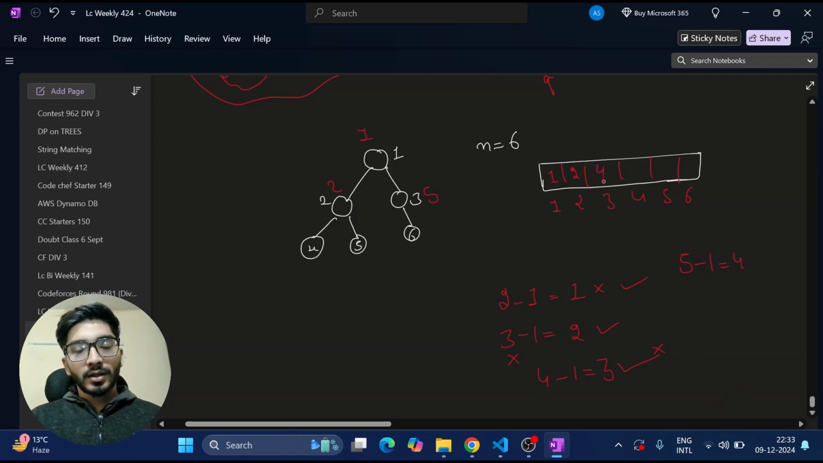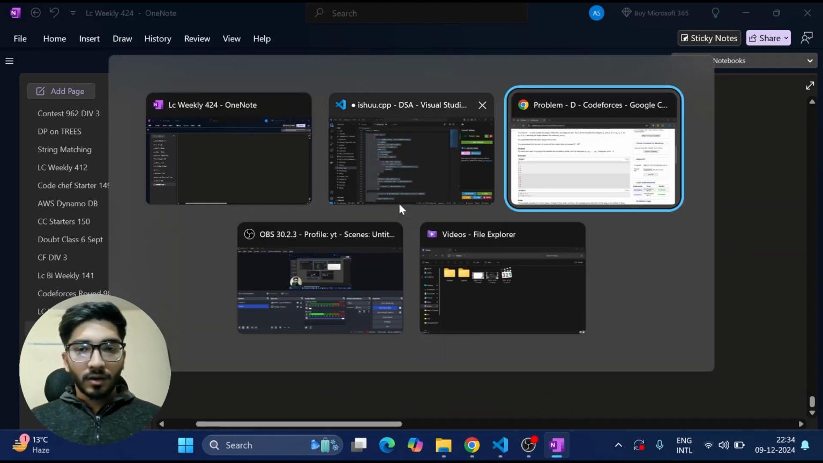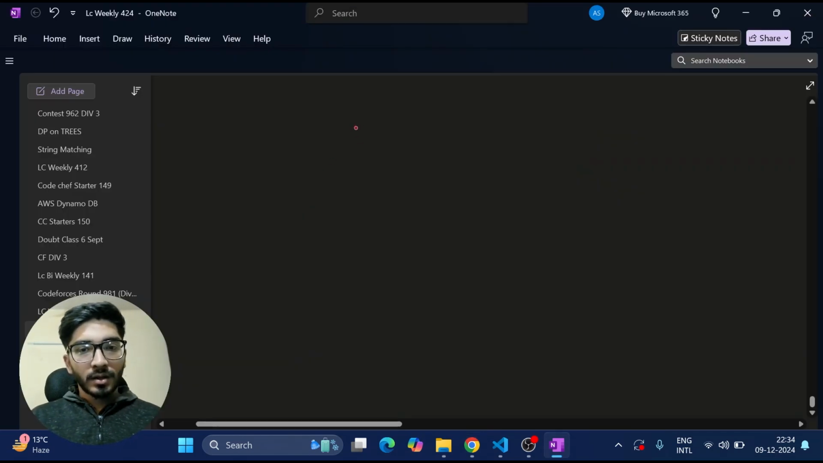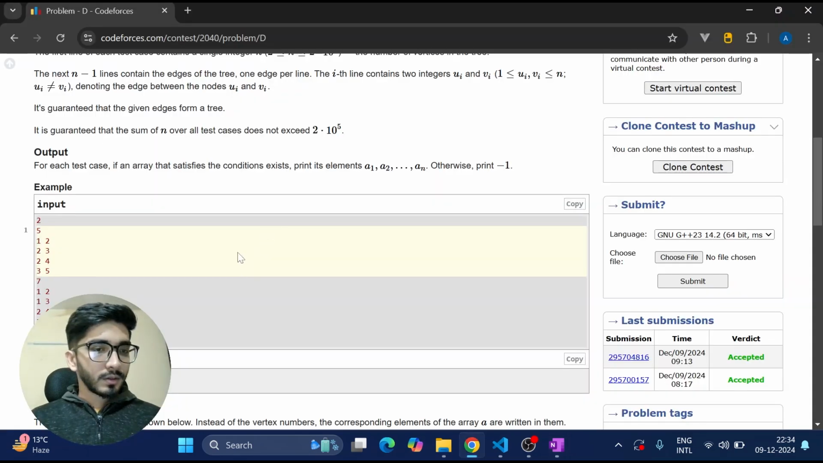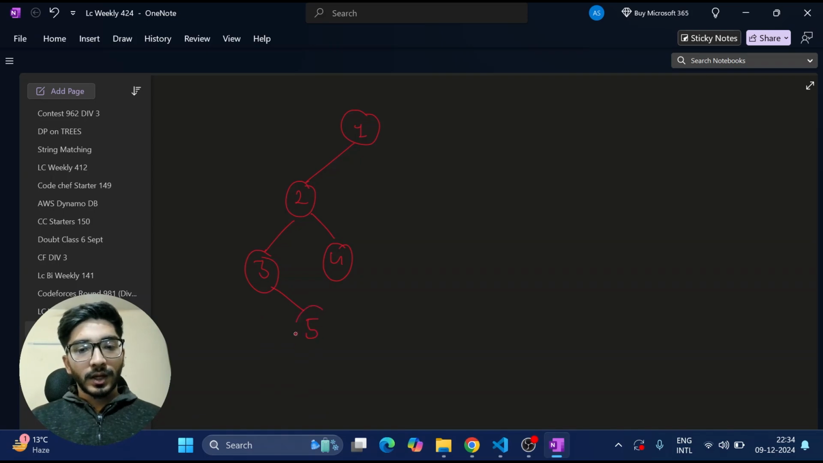So by performing these checks and assigning the values to these nodes, we have to give a possible a that can be formed from the given tree. If we take the example of the very first tree, node 1 is connected to 2, 2 is connected to 3, 2 is connected to 4 and 3 is connected to 5. So this is how our tree is going to look.